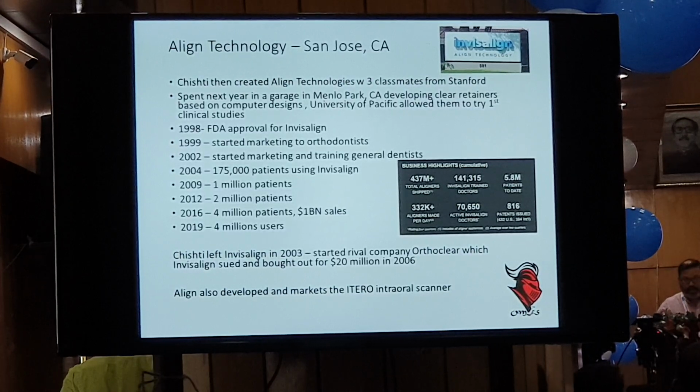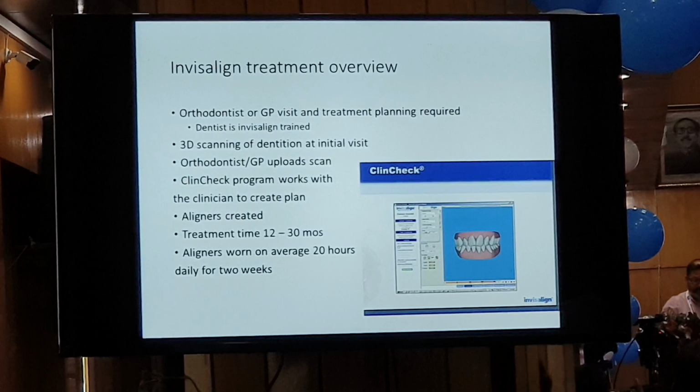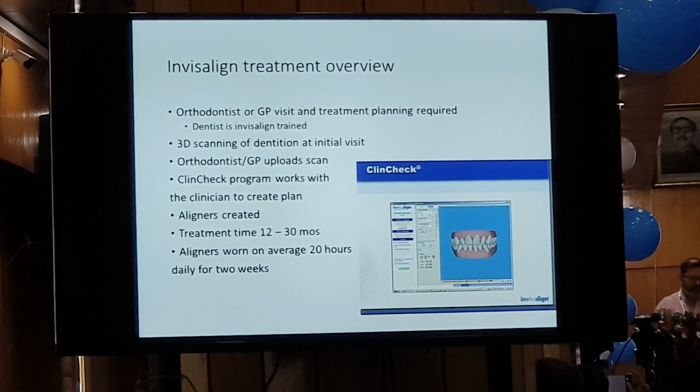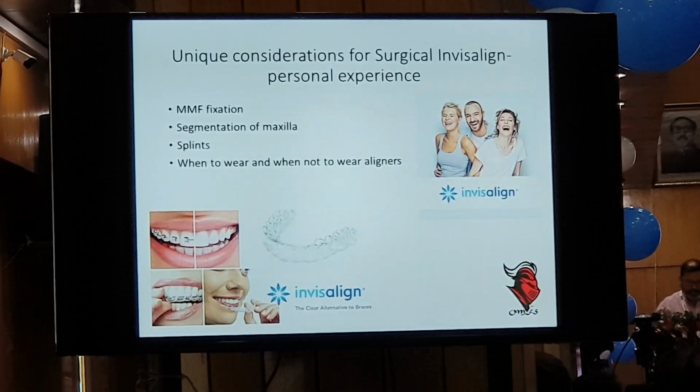It started very small, but now you have over 4 million patients using this style of orthodontic therapy. And in general, what happens is you have an orthodontist, preferably, but sometimes some general dentists do this procedure. They scan the dentition, upload the scan to the company, which comes up with a treatment plan and provides aligners for the patient to wear over a set period of time. And slowly it starts moving teeth into an ideal class 1 occlusion.